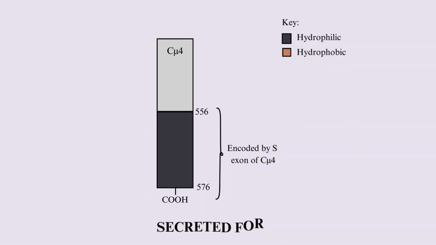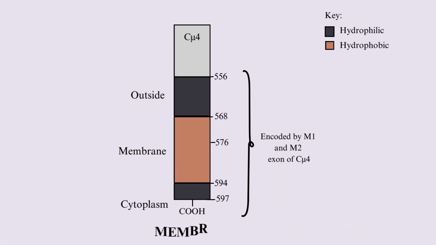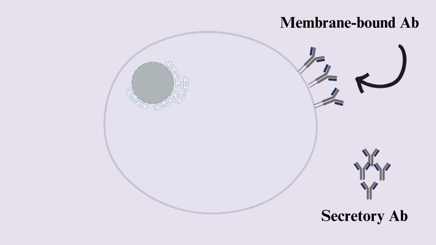In the secreted form, the carboxyl terminal domain contains a hydrophilic stretch of about 20 amino acids. The membrane form has a 40 amino acid sequence with a hydrophilic region outside the cell, a hydrophobic transmembrane segment, and a short hydrophilic segment in the cytoplasm. A single B cell can produce secreted or membrane-bound forms of a particular immunoglobulin.